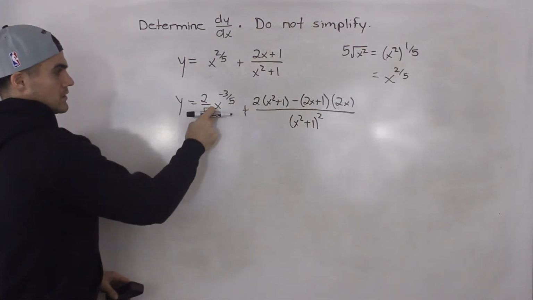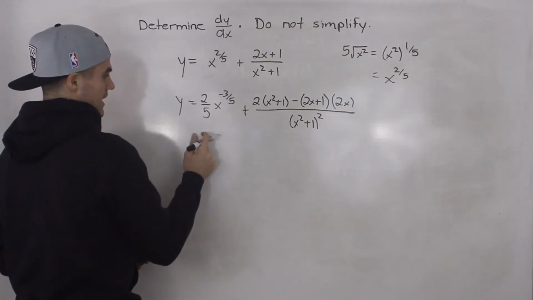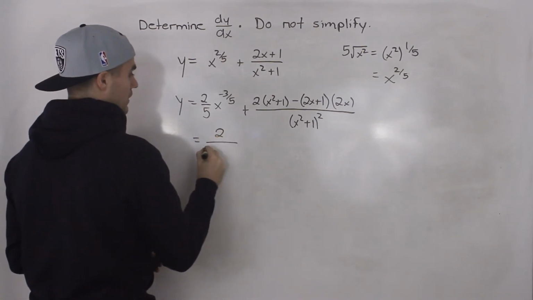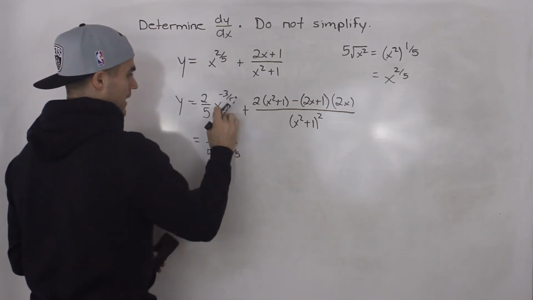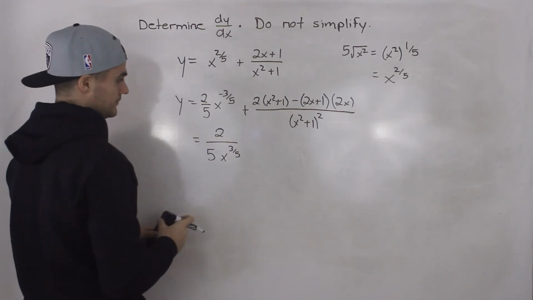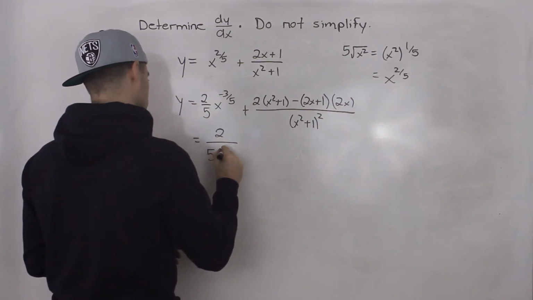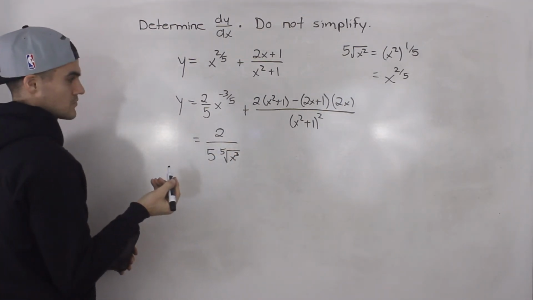If you want to make this one look a little nicer, you can bring this x down, so we can rewrite this as 2 over 5x to the power of 3 over 5. So we brought that x to the denominator and changed the exponent to be positive. And then if you want to rewrite it as radicals, you can write it like that as well.